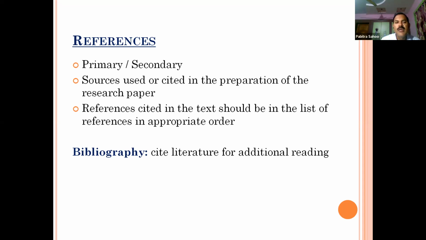Sometimes the word reference is confused with bibliography. Bibliographies are mostly in books. These are the references for additional reading that may not be quoted in the text. They are extra things which are not quoted in the text, but these articles or chapters can be useful for improving your concept on the research article.